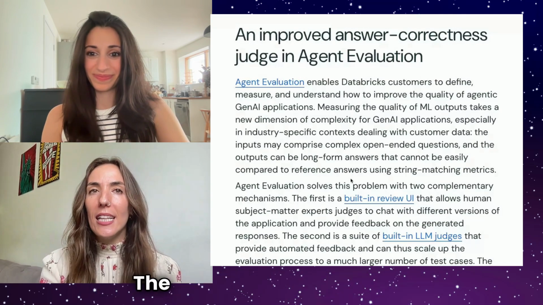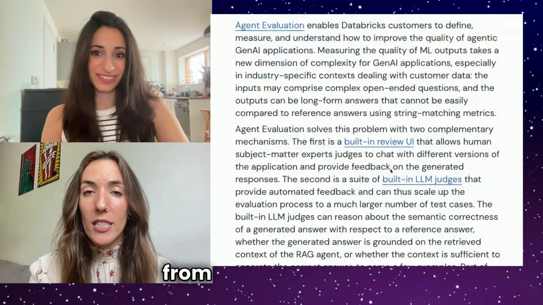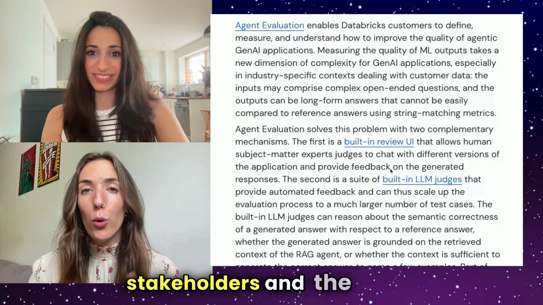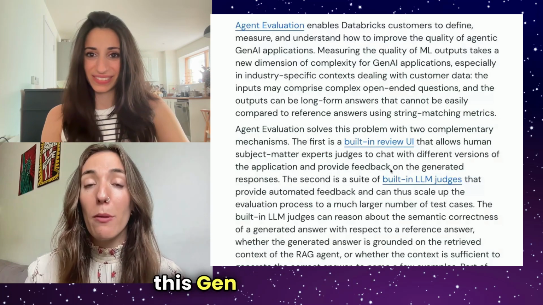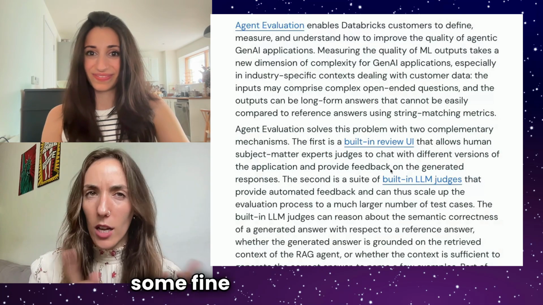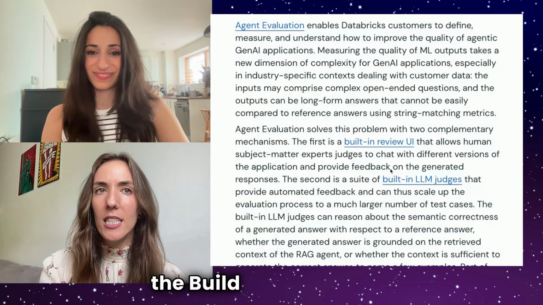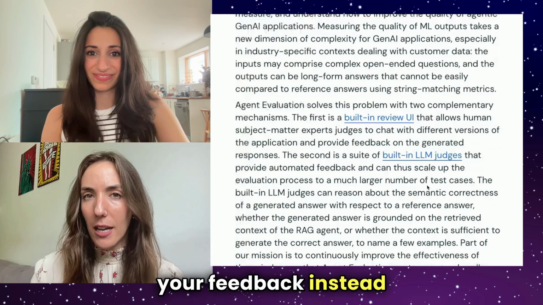The first one is the built-in review UI, which is a UI served from a model serving endpoint, and you can share it with your stakeholders and the people who know your business, and they can go and crash test this Gen AI application before it goes to production, and it can actually give you some fine-tuned feedback, as we're going to see later. And the second one is the built-in LLM judges that allow you to automate your feedback instead of doing this manually.